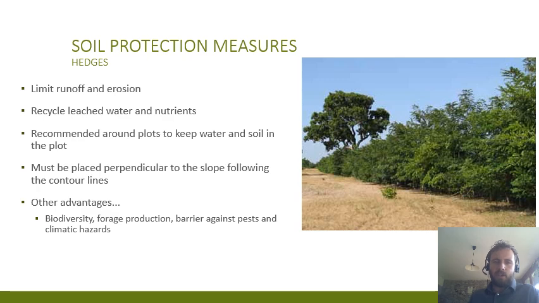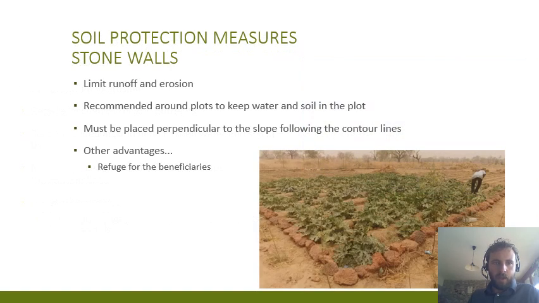Then you can plant hedges. They will limit runoff and erosion. You can plant them around your plots, around your farm, to stop the water from running across your farm. You can use stone barriers, which is digging a ditch and putting rocks in it. So this is the same idea as hedges. You will stop the water from running off, and you will keep the water in your plots and prevent erosion.